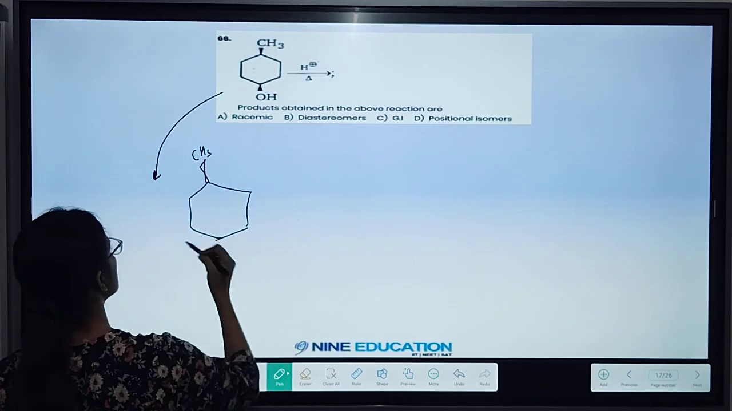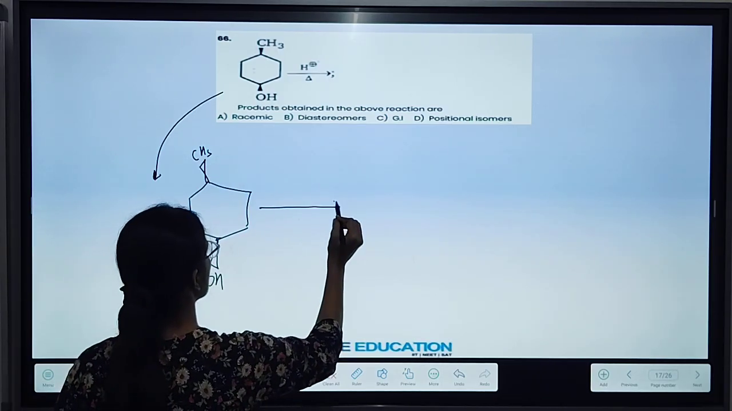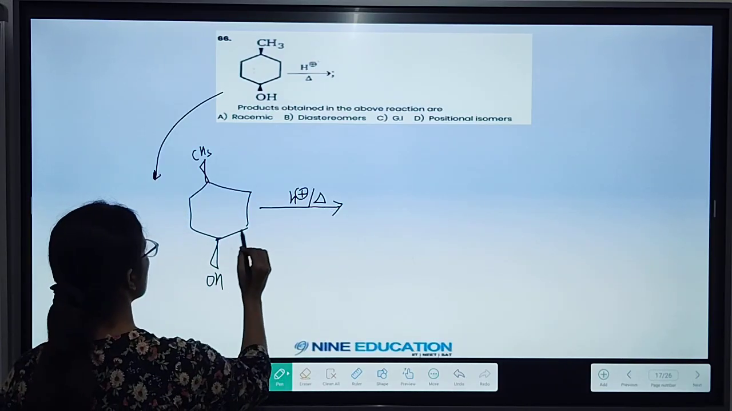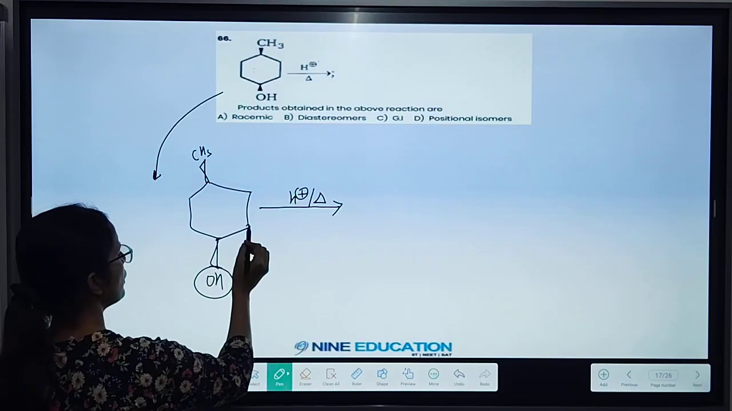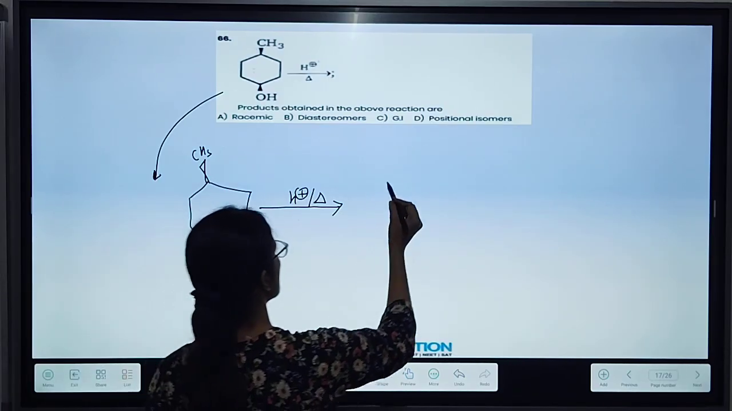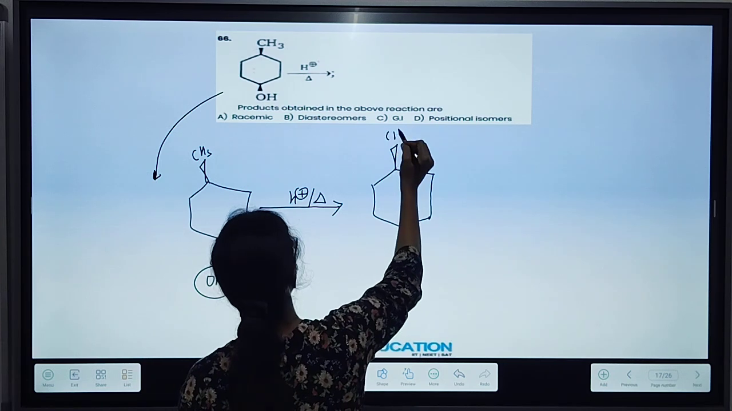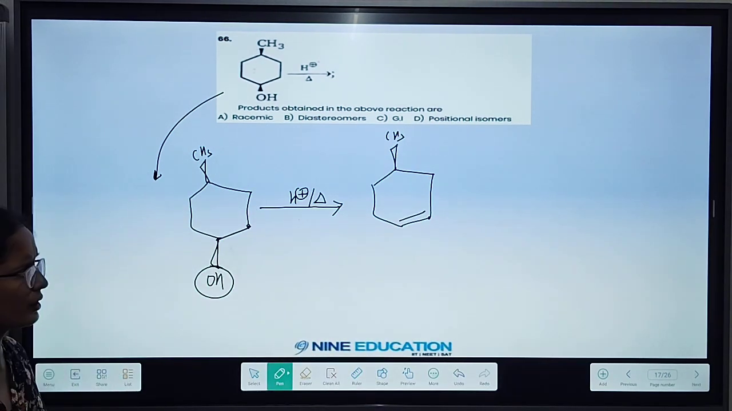We will be having CH3, here we are having OH. When you do a reaction with H plus in the presence of heating, ultimately first of all this OH leaves in the form of water, and then if H plus leaves from this carbon, what product will you be expecting? Overall you need to remove the water only, right? So here we will be getting the pi bond, a dehydration reaction.